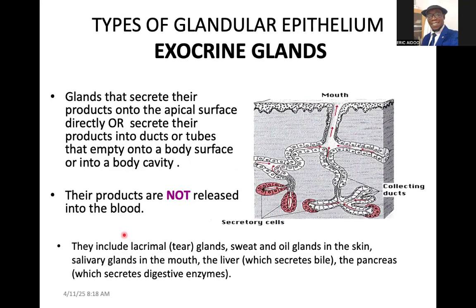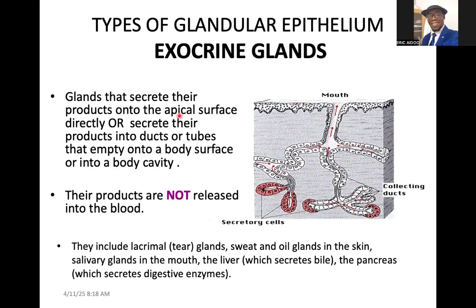Types of glandular epithelium. So we've already divided them into two broad categories, that is exocrine and then endocrine. Exocrine are those that have ducts, and the endocrine are those that do not have ducts. So we want to start with the exocrine type. So glands that secrete their product onto the apical surface directly, or secrete their products into ducts or tubes that empty onto a body surface or into a body cavity, can be described as exocrine glands.